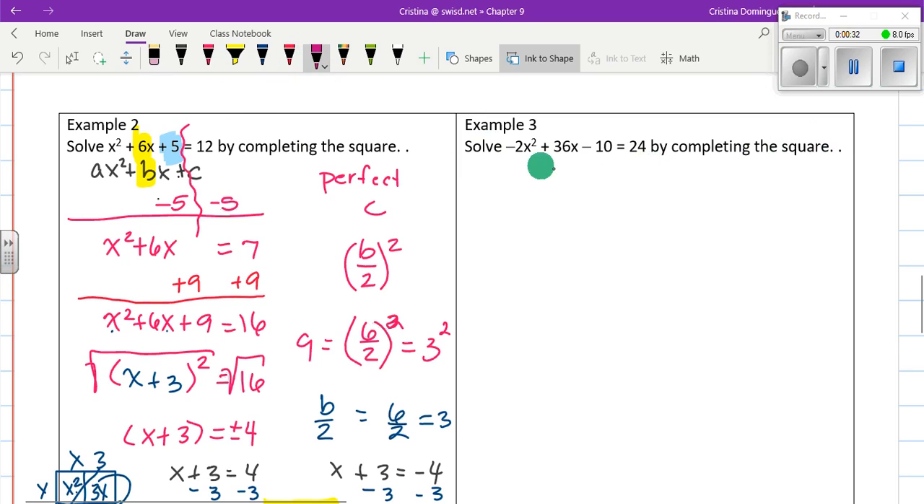So we're going to do this by completing the square right here, okay? First thing we have to do is get a to be equal to 1. What is the value of a? Remember, a is the number in front of x squared.